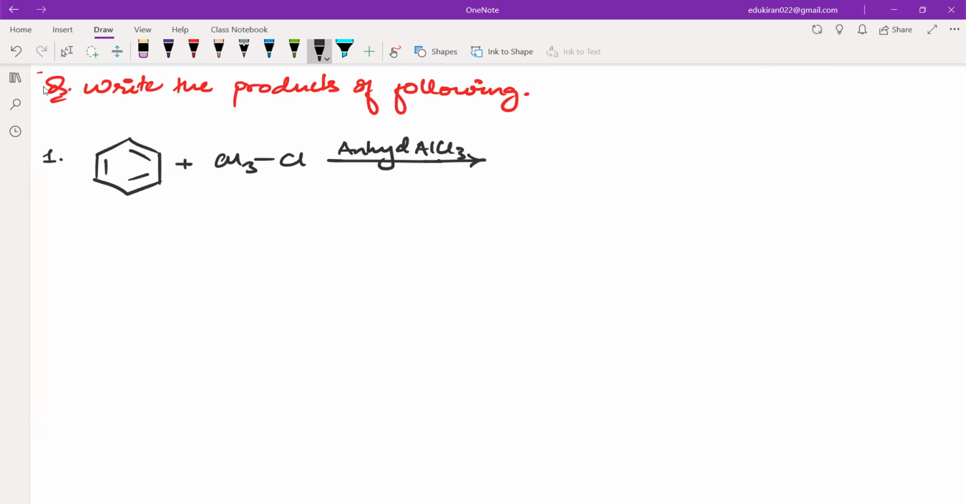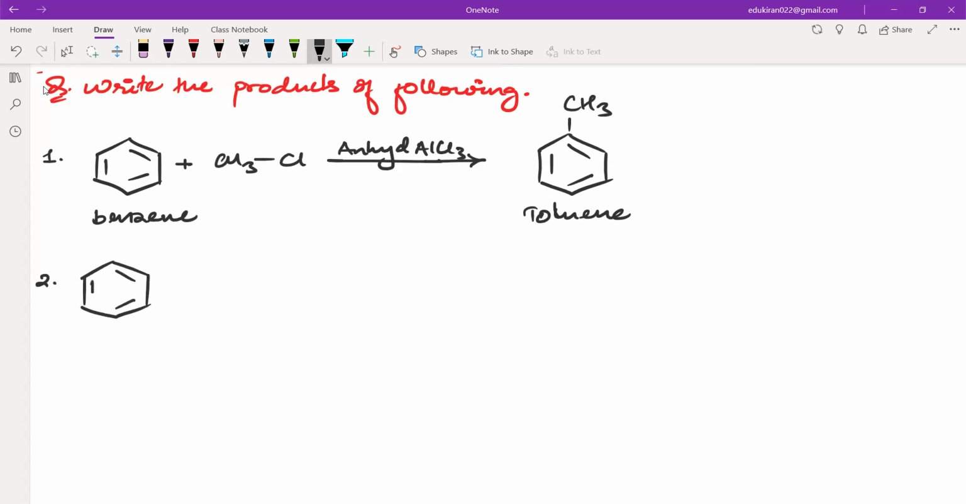So as you can see, what will be the product here? What is the R group? What is the R in the alkyl halide? CH3. So CH3 will be attached on benzene. So from benzene, what have you made? You have made methyl benzene or toluene. This is also known as toluene. This is the preferred name for this structure, that is toluene. Any doubt till here? No, right?